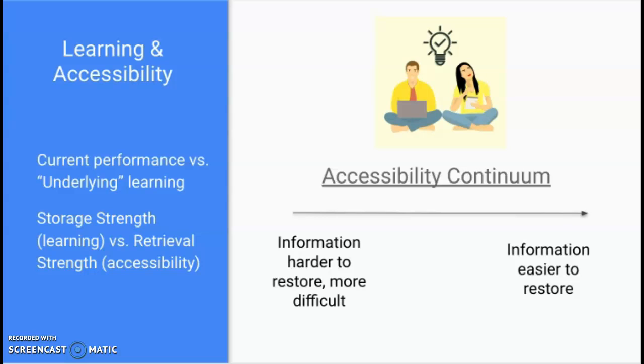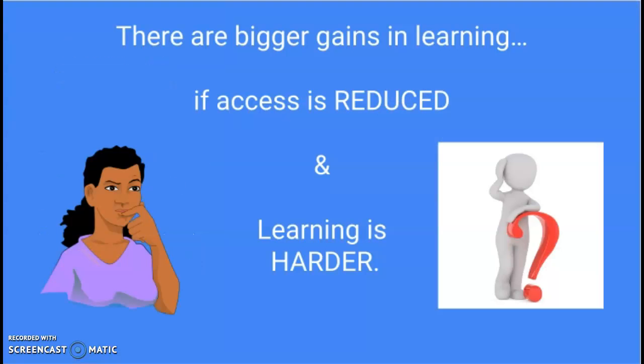For instance, if we're looking at a formula right before an assessment, it's not necessarily going to be indicative of lasting learning. We want to be able to create opportunities for new, higher levels of learning. So the bottom line is there are bigger gains in learning if the access is reduced and learning is actually harder. And research shows that if the learning is harder and we reduce the accessibility to it in education, we will have more underlying learning and lasting learning.